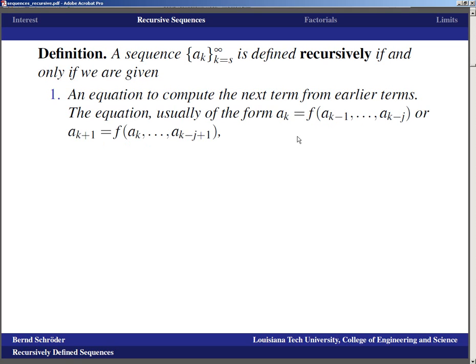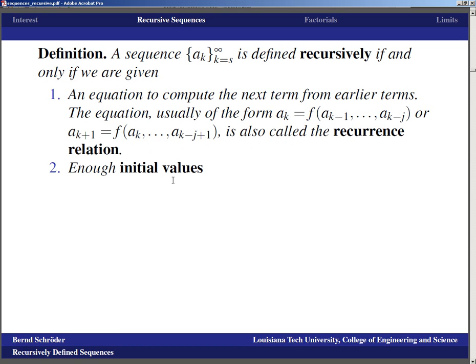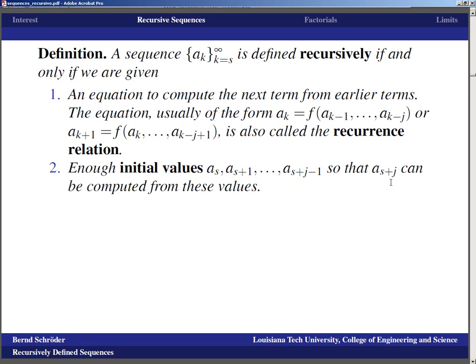You've also already seen that, because I think in the compound interest I had a formula for p_k, and for the loan payoff I had a formula for b_{k+1}. That's basically the same thing, only expressed differently. That equation is also called the recurrence relation, and you need to have enough initial values to start the process. So you need a_s+1, all the way to a_{s+j-1}, so that a_{s+j} can be computed from these values.